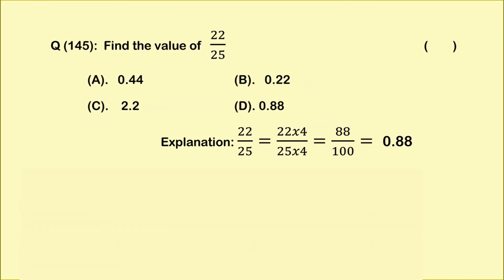Question number 145. Find the value of 22 by 25. To make 25 into 100, we will multiply numerator and denominator by 4. So 22 into 4 by 25 into 4. So we will get 88 by 100. So it is equal to 0.88. So the right answer is D.